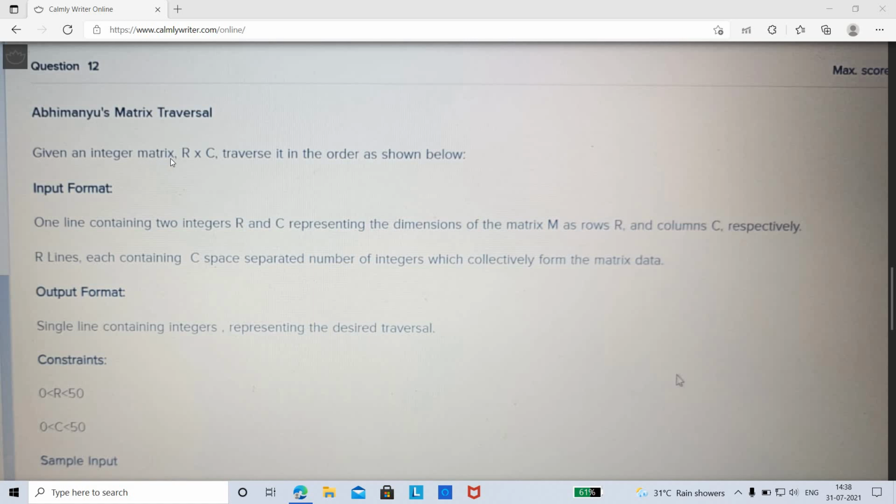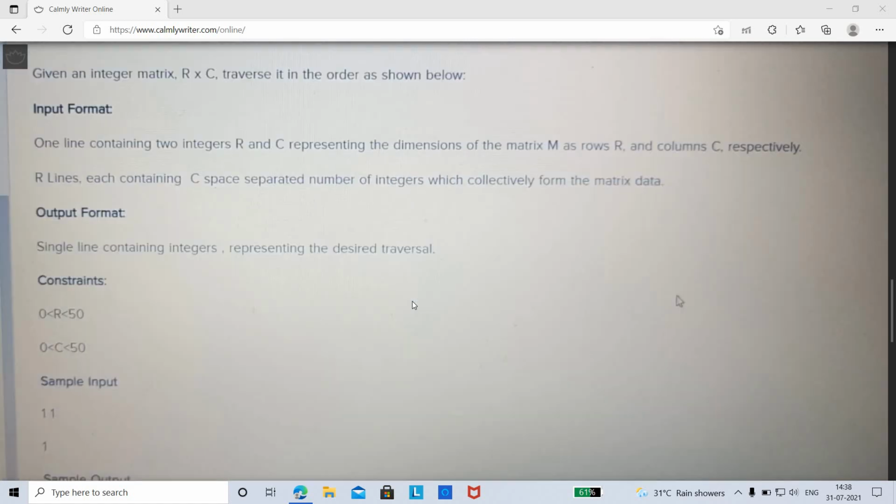Here, given an integer matrix R cross C, you need to traverse it in the order as shown below. The input format is that one line contains two integers, R and C, which represent the dimensions of the matrix, where M has R rows and C columns respectively. There are R lines which contain C space-separated integers which form the matrix data. So there will be a matrix, you need to traverse that matrix and display it. A single line containing integers represents the desired traversal. So this is the task.